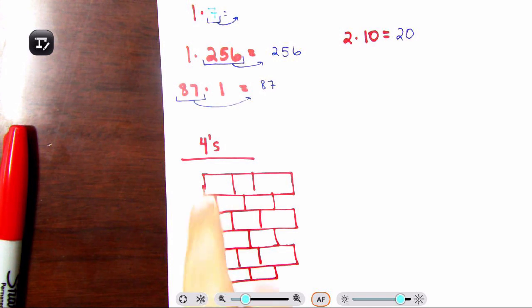We're going to start at the very top. Watch how I fill this out. We're going to follow a pattern.